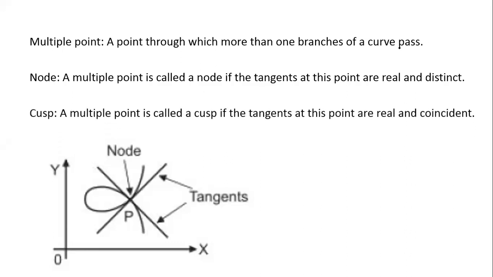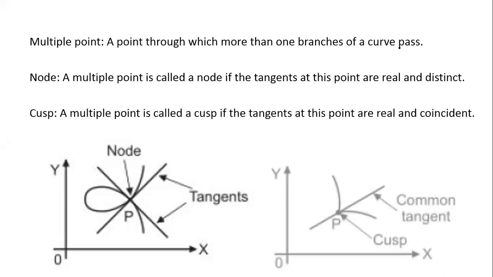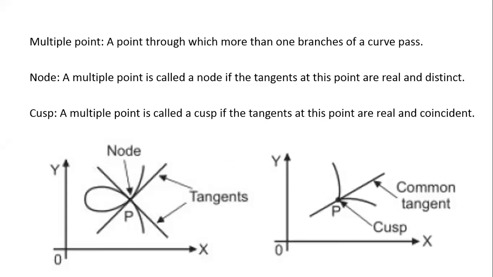This is a node. And a multiple point is called a cusp if the tangents at this point are real and coincident. Now you can see again, there is one curve, and from that point P, two branches of the curve are passing, and if we draw tangents to both the branches at that point P, the tangent is the same. On both the occasions we are getting the same tangent, and such a point is called a cusp. Both are double points in both the situations. Now I would like to discuss some problems here.